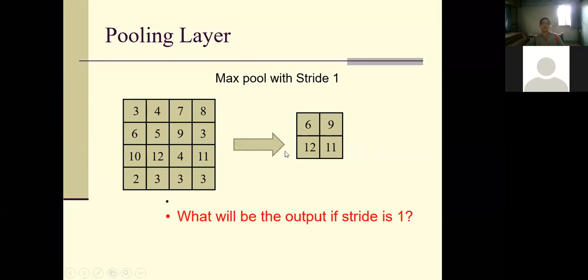So now consider one more example. Again consider the max pooling operation. Consider the filter size as 2 by 2. And tell me what is the result if the stride is 1 instead of a stride of 2. Now we are considering stride as 1.